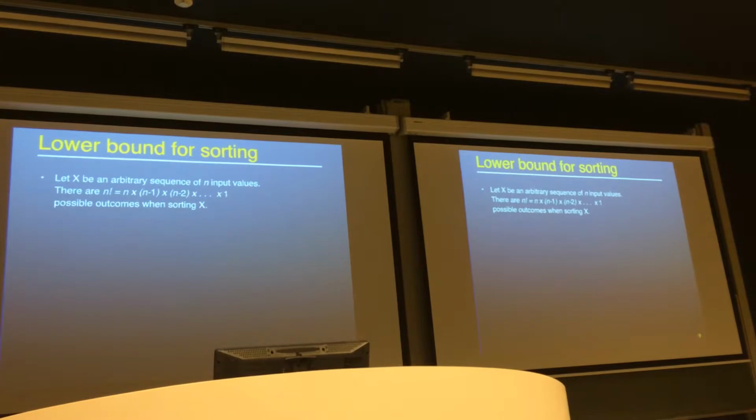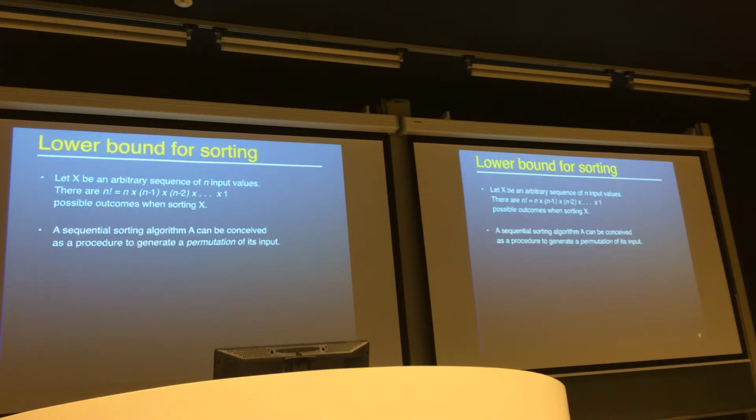And the basic idea is that if you have an arbitrary sequence of n input values, so let's say that you have some vector of inputs, then you should be prepared for n factorial possible outcomes of this vector. So the way in which this vector could be sorted could end up in n factorial possible outcomes for the sorted variant of the vector.